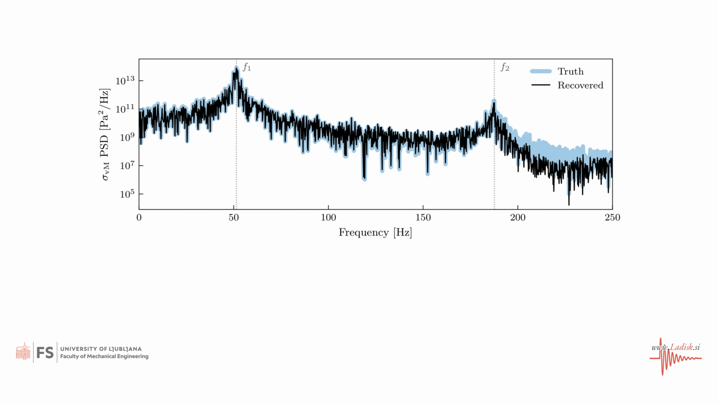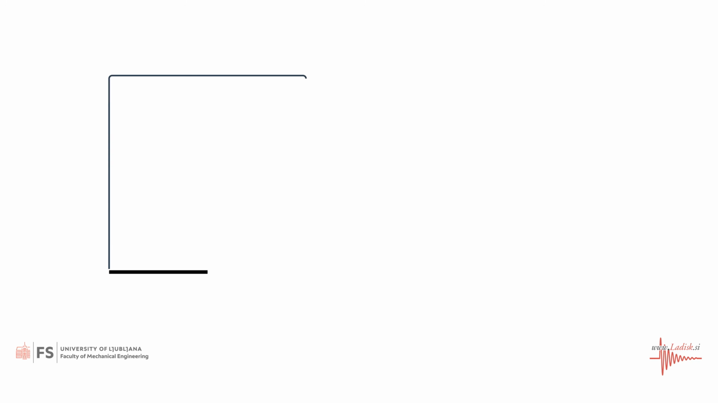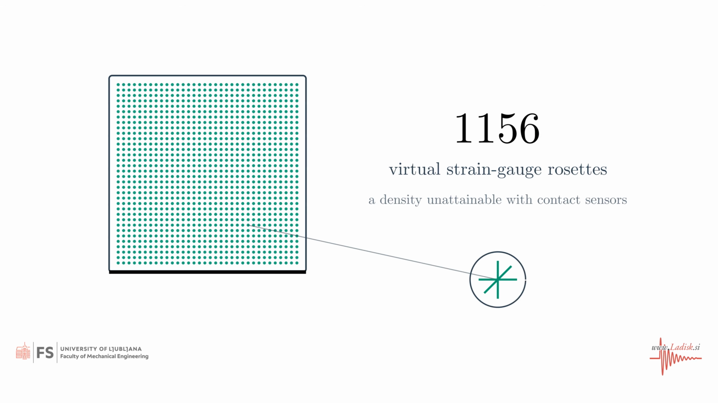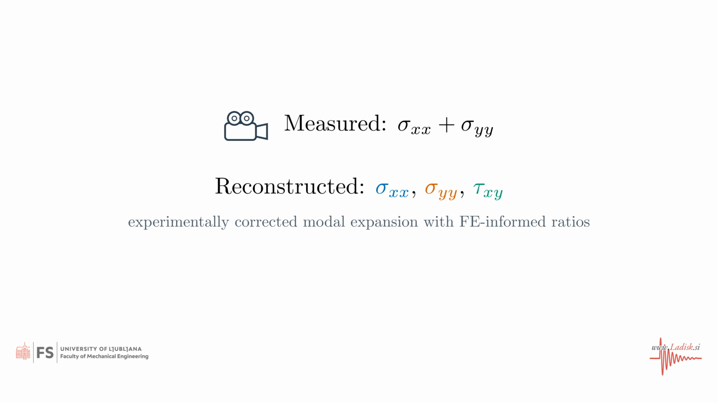Fed through a Dirlik estimator, the recovered spectrum reproduces the exact fatigue damage within 6%. Every pixel acts as a virtual strain gauge rosette, 1,156 of them, a density no contact sensor could match. The invariant is measured. The components are reconstructed through an experimentally corrected modal expansion for thin, isotropic, metallic plates.